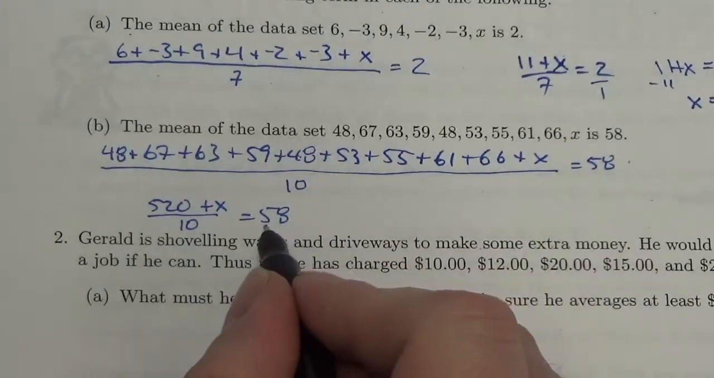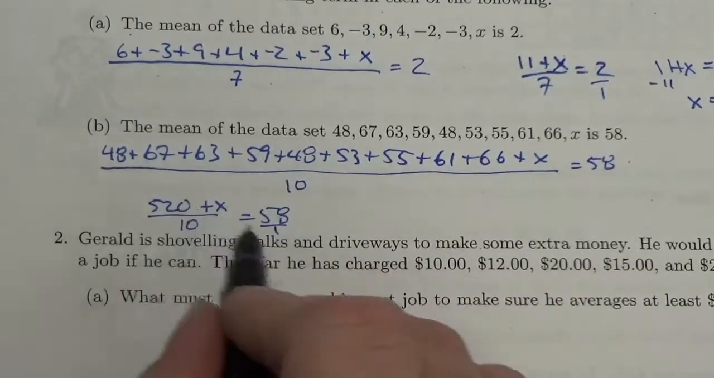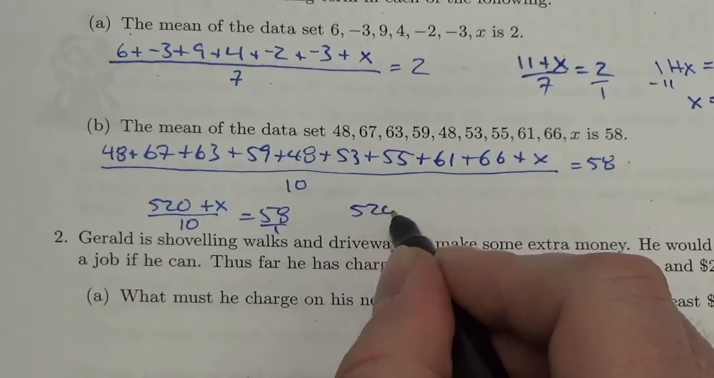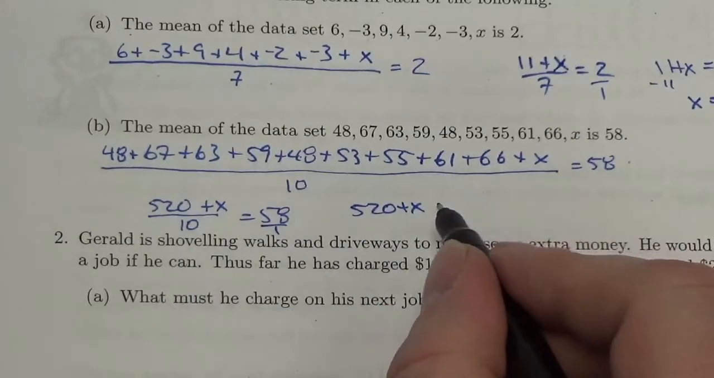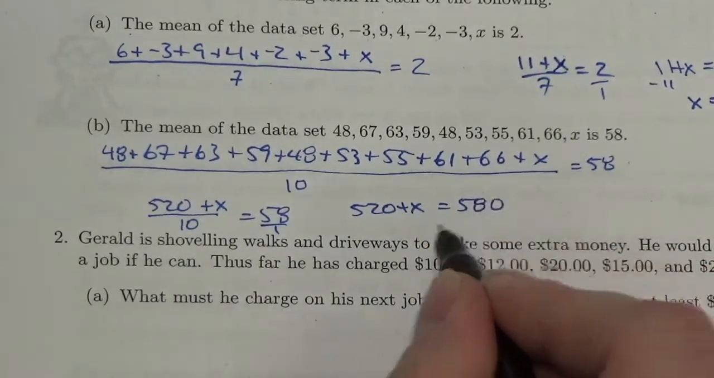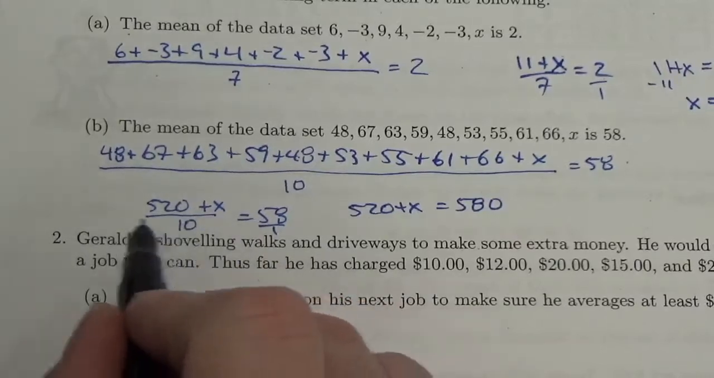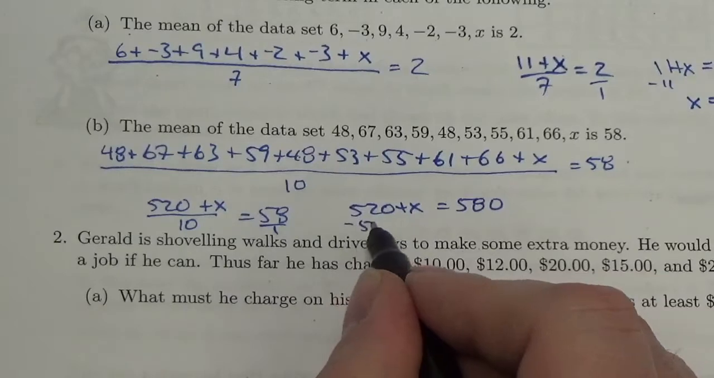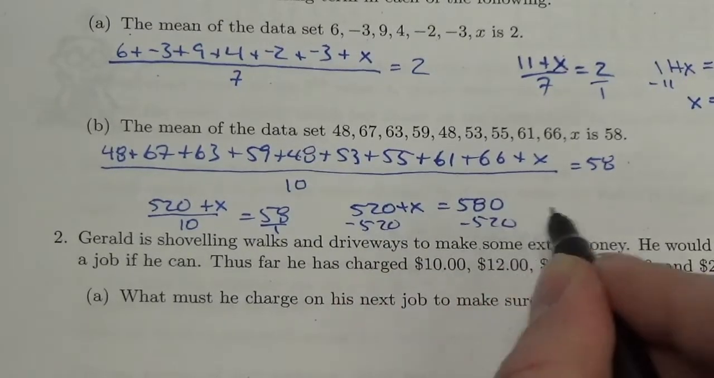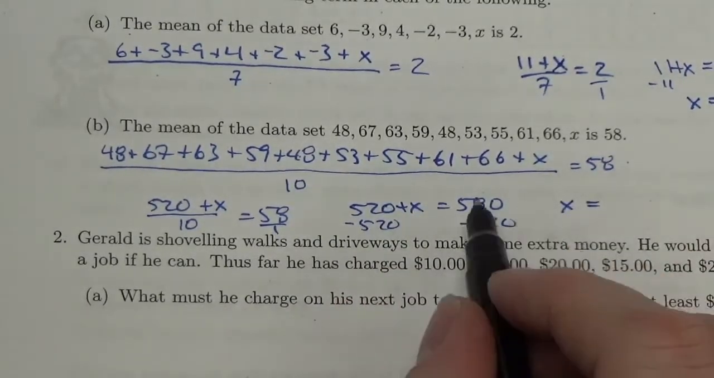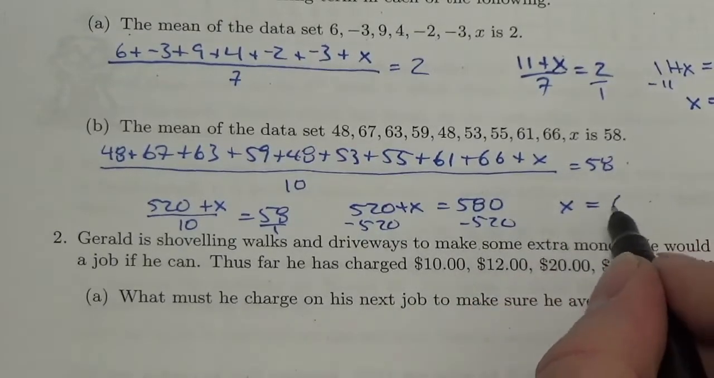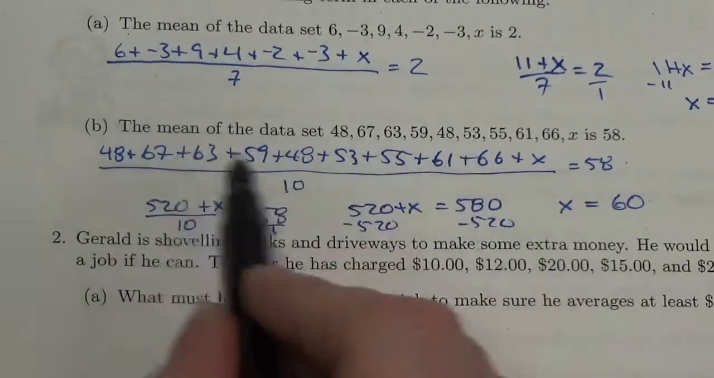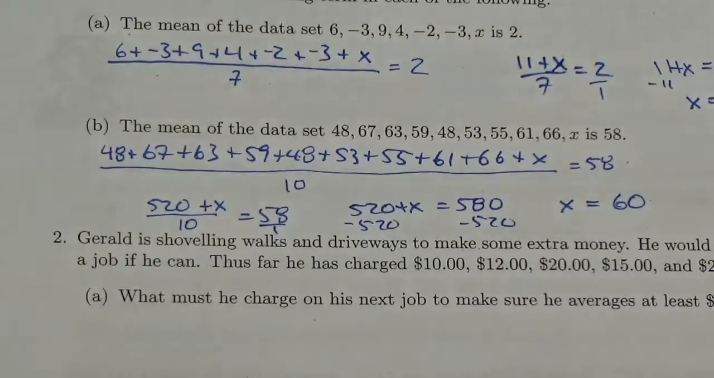Well, again, this is like 58 over 1, just like I did before. So I'm going to cross multiply. 1 times 520 plus x is 520 plus x. 10 times 58 is going to be 580. Because I'm going to deal with the division here first to get into this addition up top. Now I'm going to subtract 520. And I'm going to get that x is equal to, well, 580 minus 520 will be 60. So as long as x is equal to 60, the average of that set of data will be 58.